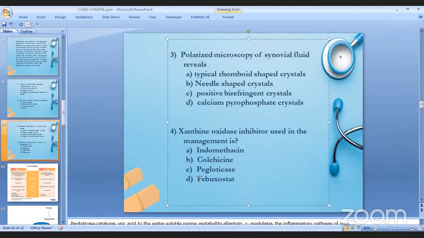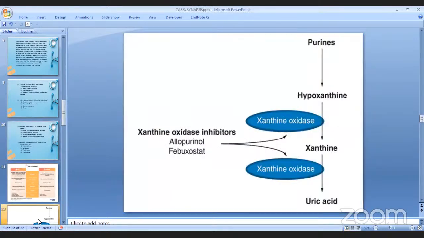They had asked this question, and they had similar options in there. Xanthine oxidase inhibitor is the keyword. So let us talk about xanthine oxidase a little.